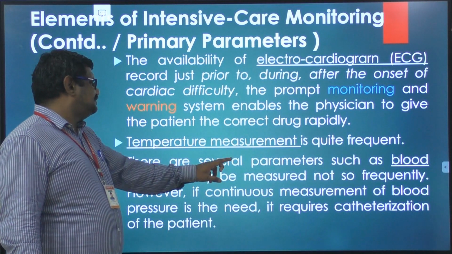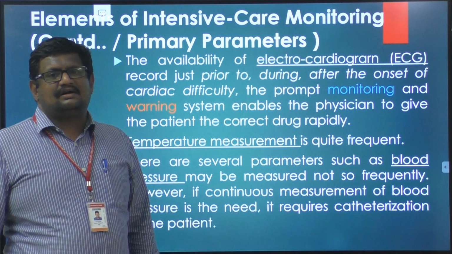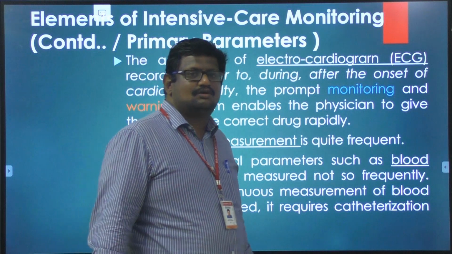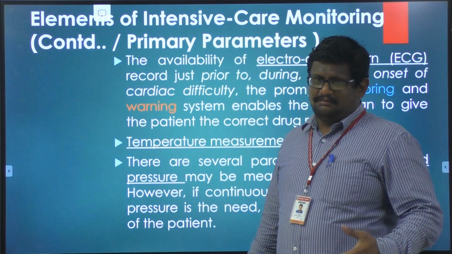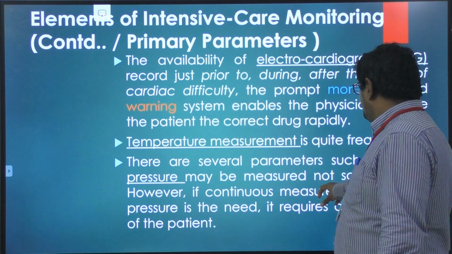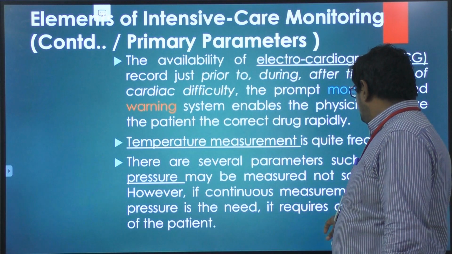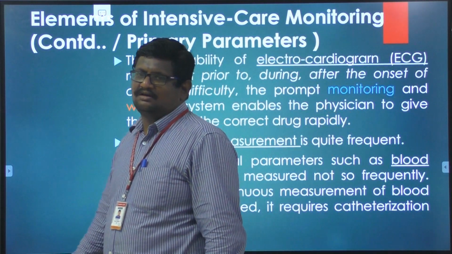There are several parameters such as blood pressure, which may be measured not so frequently. Even though it is written as not so frequently, we know that blood pressure is also one of the very primary parameters, which becomes high or low. High BP or low BP is also continuously monitored. However, if continuous measurement of blood pressure is needed, it requires catheterization of the patient. There, we are talking about direct measurement of blood pressure.